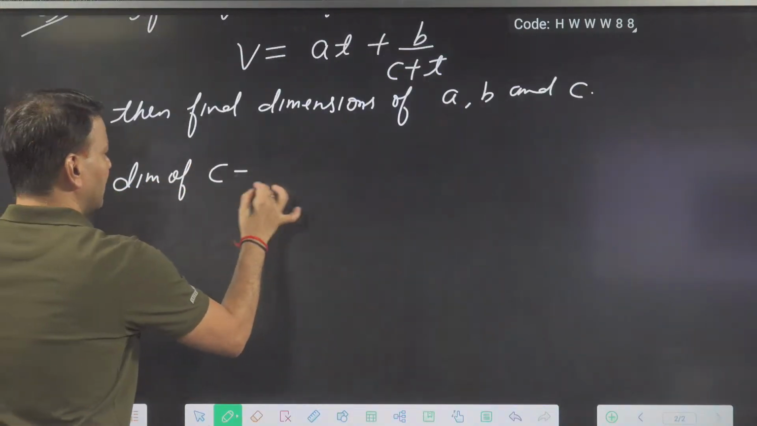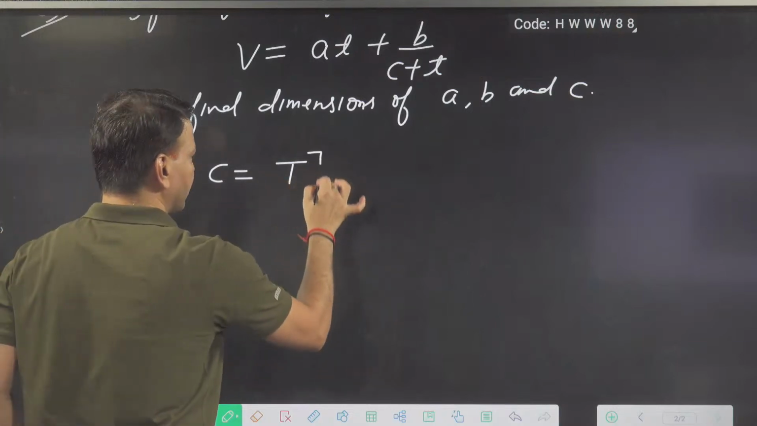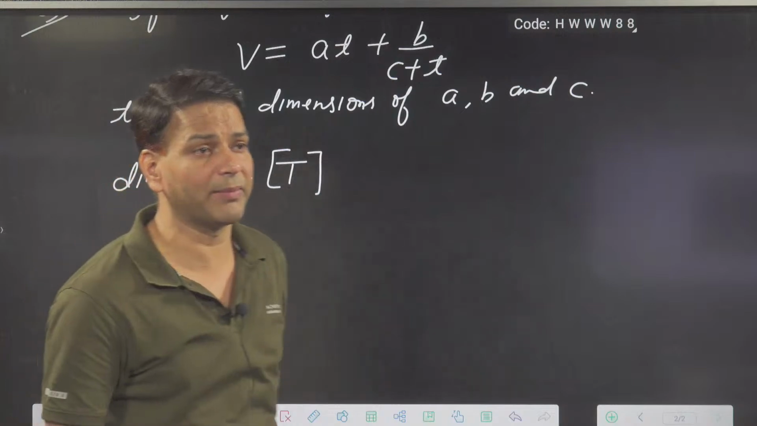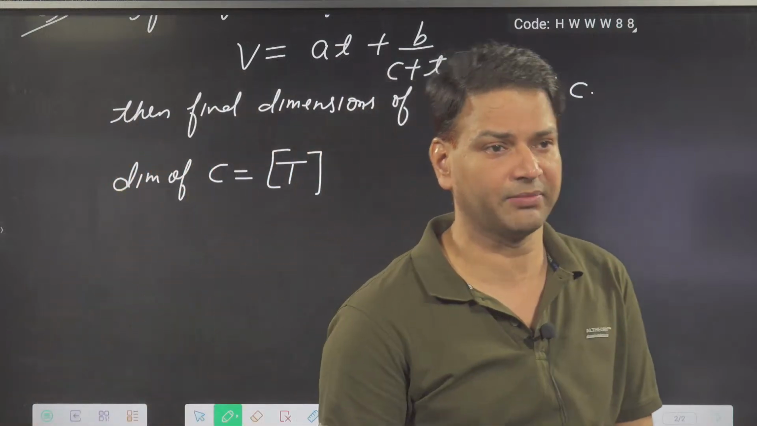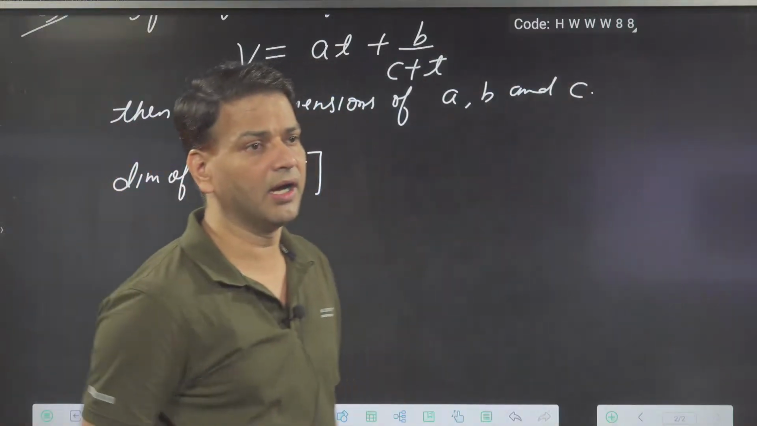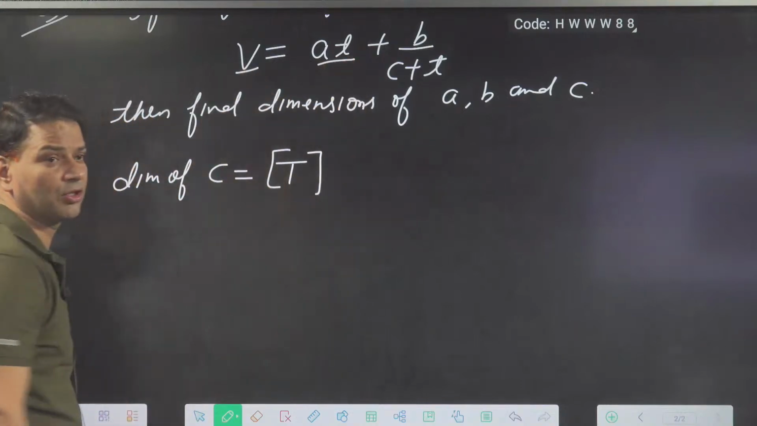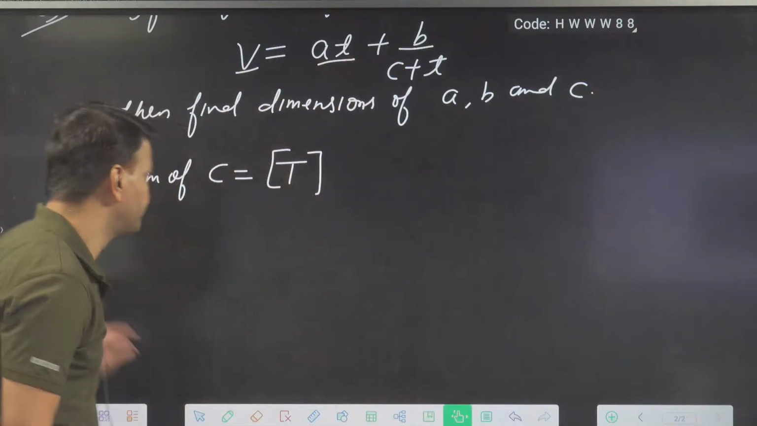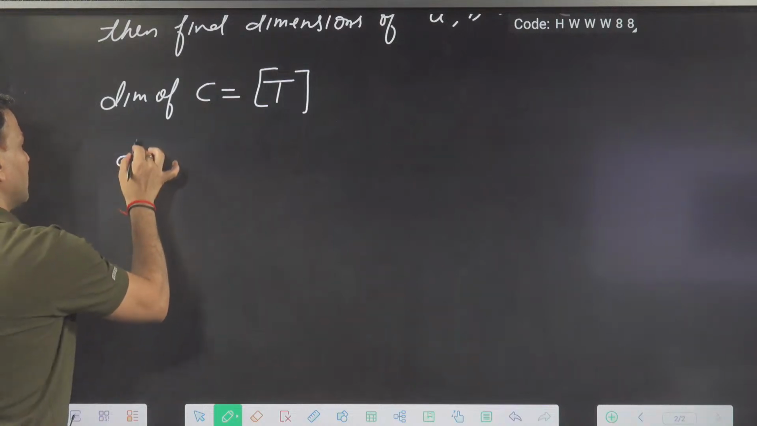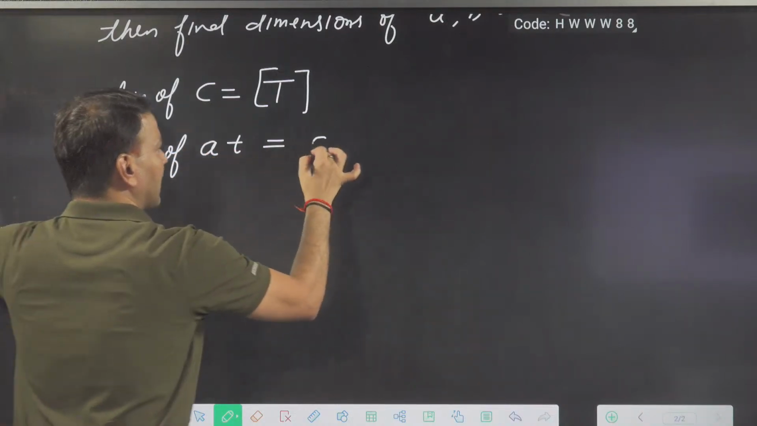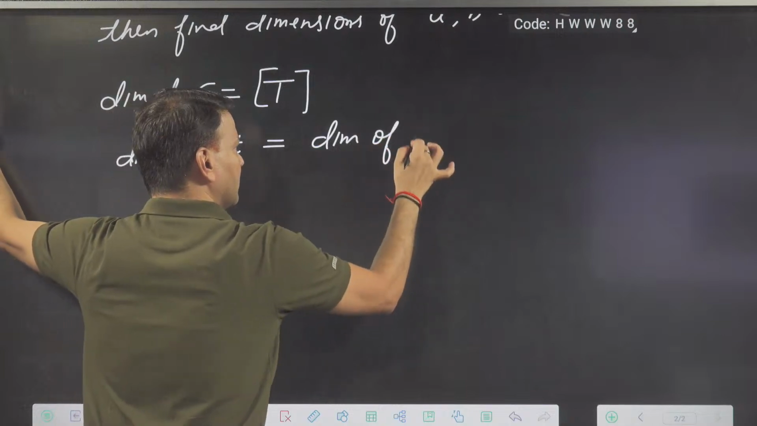Dimension of C is the dimension of time, that is equal to T. Everybody got this or not? Why? Because C I am adding with the T, so dimension of the C and dimension of the T will be same. Now AT, if I am asking about the A, so dimension of AT will be equal to dimension of V. Okay.